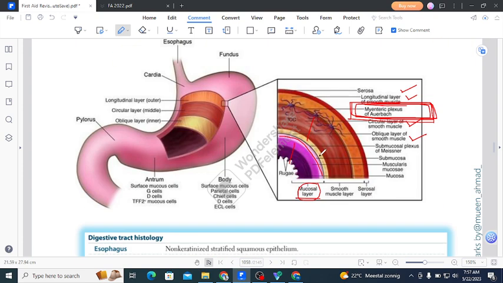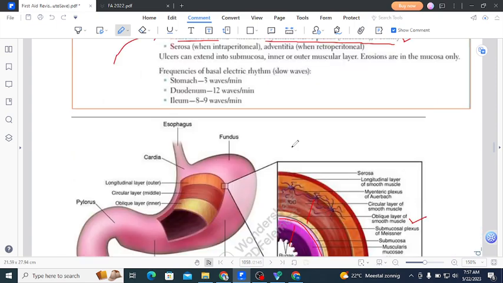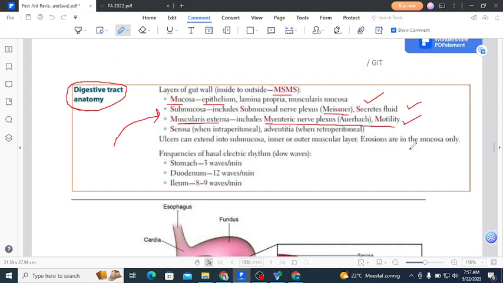Suppose only the mucosa, this dark purplish layer, is damaged, that is an erosion. If the damage or laceration is extending beyond that into the submucosal layer, that is called an ulcer. It can extend into the submucosa, inner and outer muscular layer. If the lesion has extended beyond the mucosa and started involving the submucosa, maybe the inner and outer muscular layer, then it is called an ulcer. But before that, if only the mucosa is involved, that is called erosion.